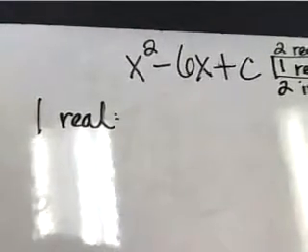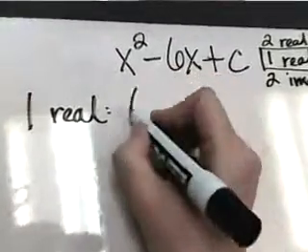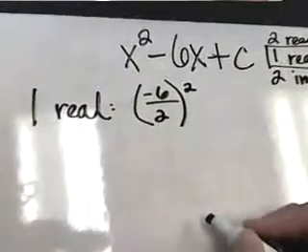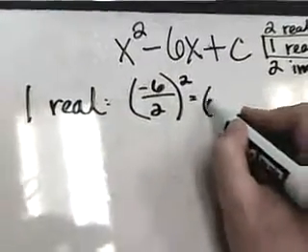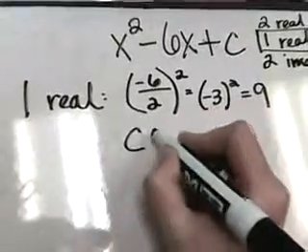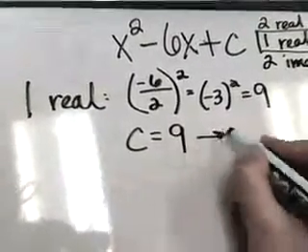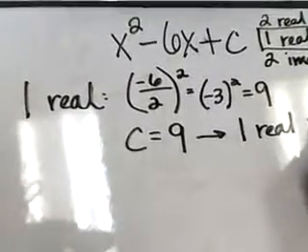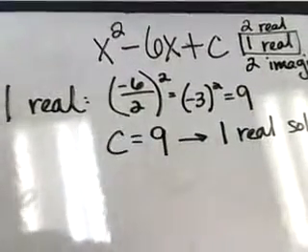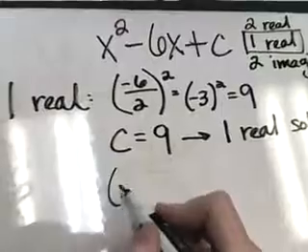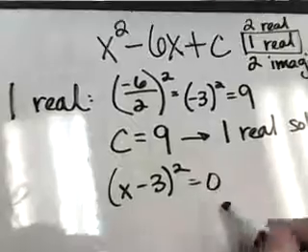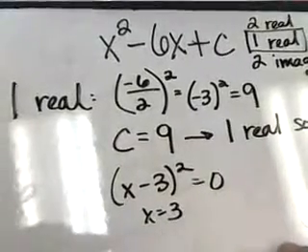Think about when we completed the square. We took the middle term, divided by 2, and we squared it. So in this case, that would be -3 squared or 9. So when C equals 9, I'll have one real solution. Okay, because that would create a perfect square trinomial, meaning when I factored that, it would look like this, equals something, equals 0, and my solution would be 3.